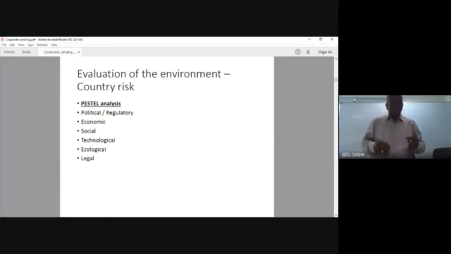Popularly, this environment analysis or the country risk analysis is called PESTEL analysis. What is this? Political and regulatory, then economic analysis, then social analysis, then technological analysis, then ecological analysis, and finally legal analysis. So PESTEL analysis, popularly known, is the country risk analysis or the country's environment analysis.